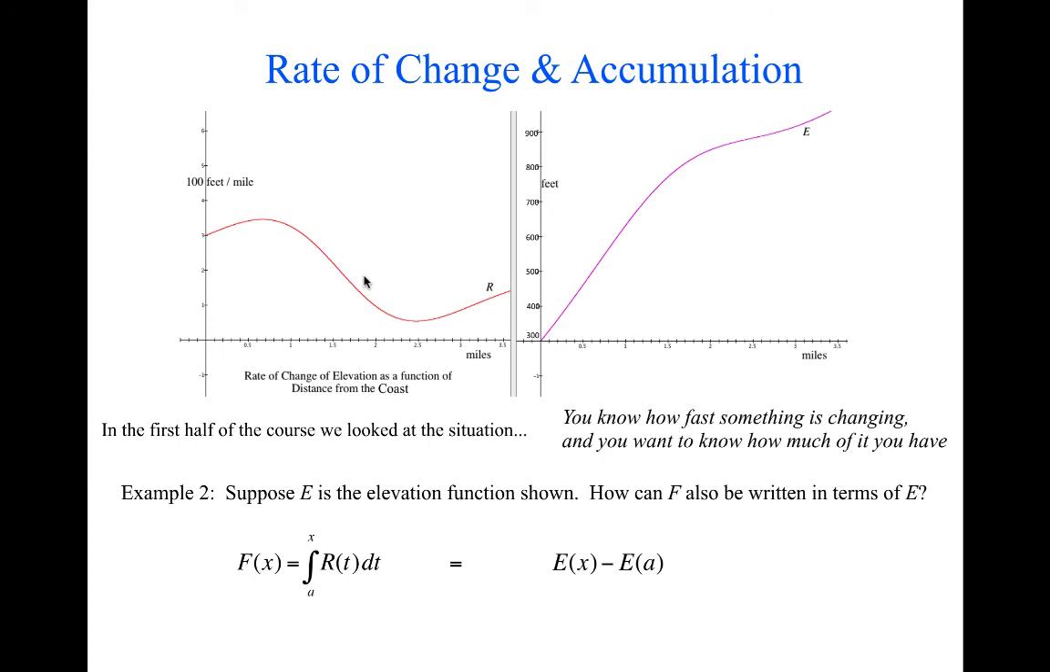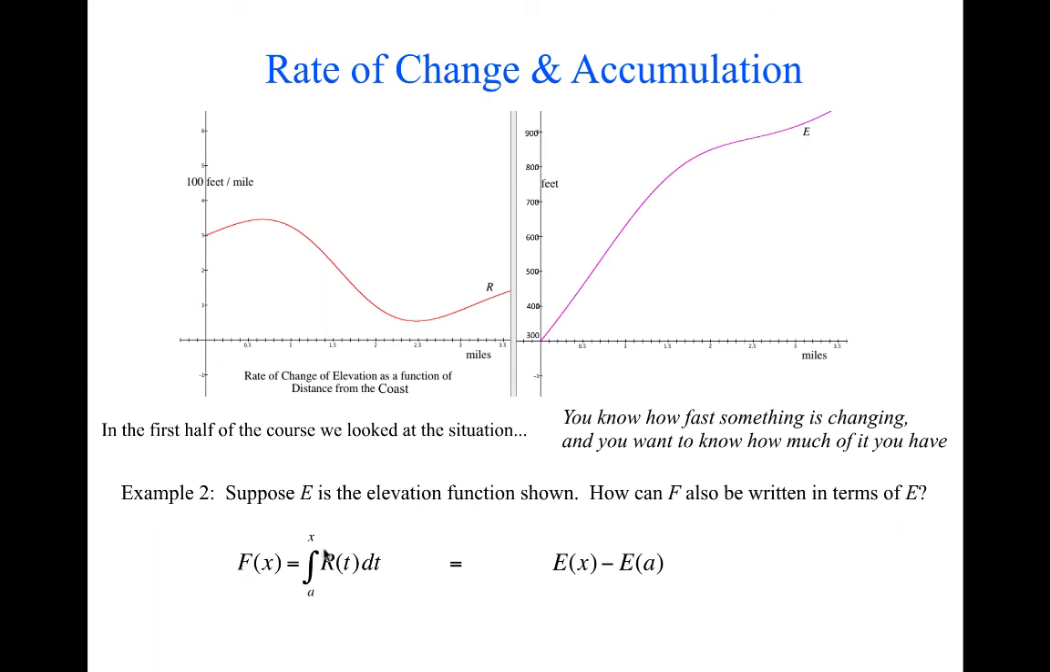So in any case, suppose that E is the elevation shown. F could also be written as E of x minus E of a. This expression here, y final minus y initial, gives me my net change in elevation between a starting point of a and any final x value. So E isn't the same as F, but I can express them related to one another. I can express either one in terms of this relationship here, this integral expression.